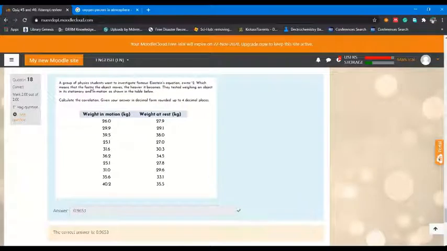So, a group of scientists, physicists, want to investigate the famous Einstein equation E equals mc squared. So they did an experiment. They tested weighing an object stationary and in motion. They want to test the correlation between the two, to say that Einstein's equation is really correct, which means that the faster you go, the higher your velocity, the heavier you get. So that's what E equals mc squared means.